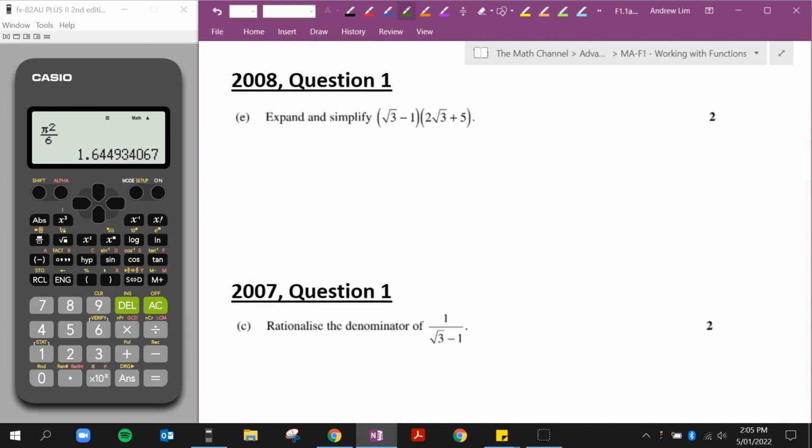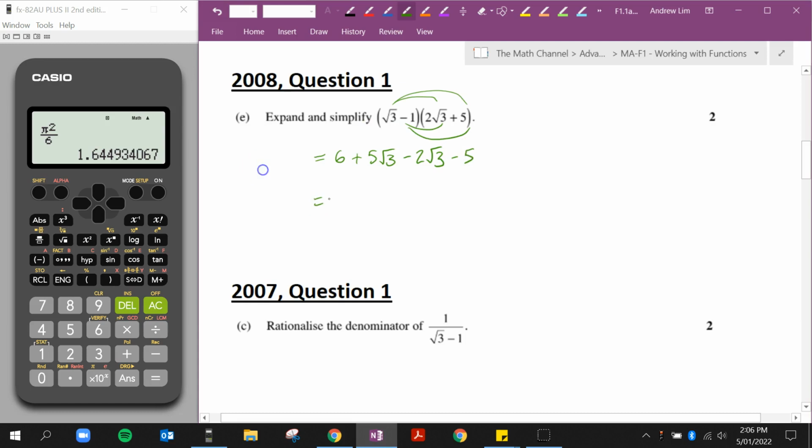Right, question 1E of the 2008 paper. Expand and simplify. So here we've got a binomial product. We need to expand the brackets. So I'm going to use the FOIL method. Root 3 times 2 root 3 becomes 2 times 3, which is 6. Root 3 times 5 is 5 root 3. Minus 1 times 2 root 3 is minus 2 root 3. And minus 1 times 5 is minus 5.